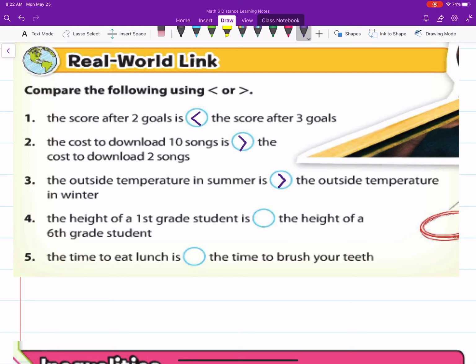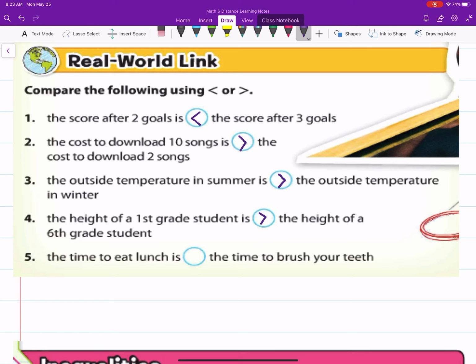The height of a first grade student is blank the height of a 6th grade student. Well, typically, the height of a first grade student is shorter than that of a 6th grade student, which means less than because shorter is fewer inches.